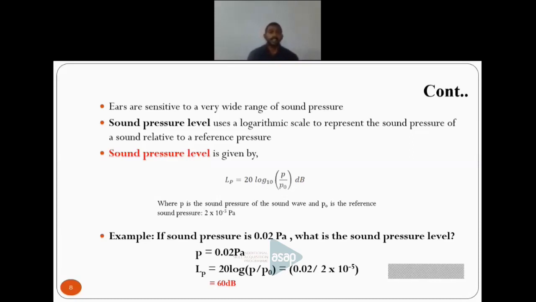Here is a simple example of how we can convert sound pressure to sound pressure level. If the sound pressure is given as 0.02 Pascal, the sound pressure level Lp is 20 log (0.02 / 2 × 10^-5). Then we directly get 60 decibel.